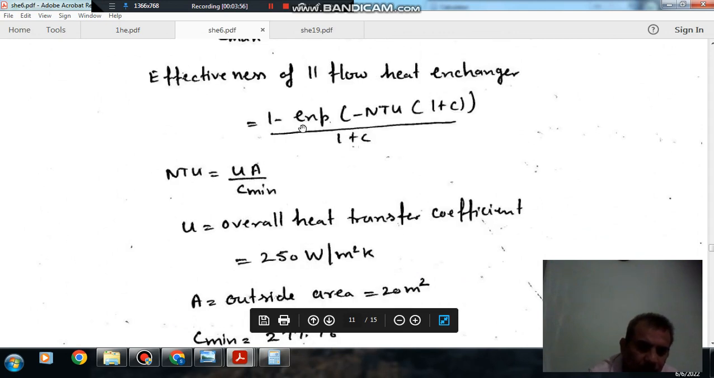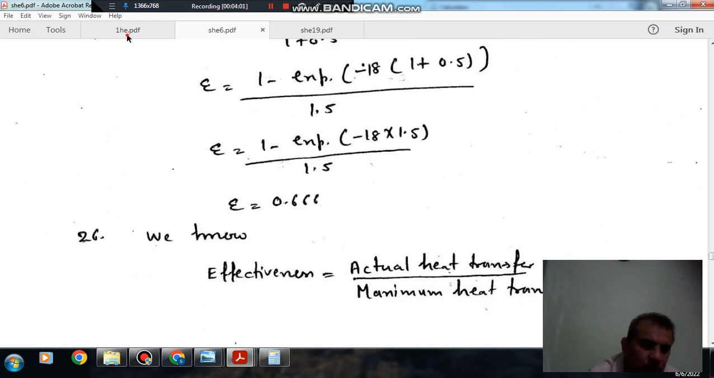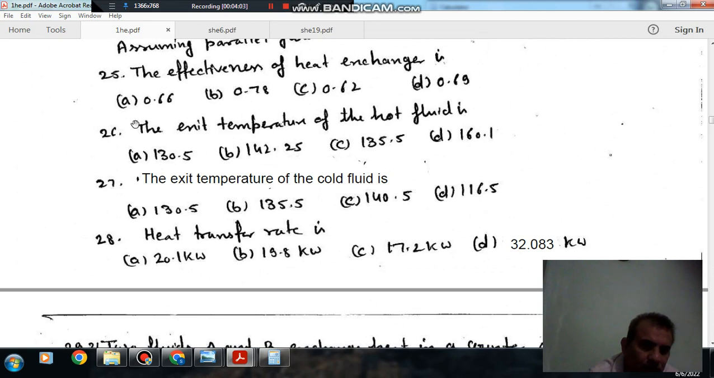Putting in that formula, now we have all the values. We can find out the effectiveness. Effectiveness is 0.666. So the answer to question number 25 is option A.